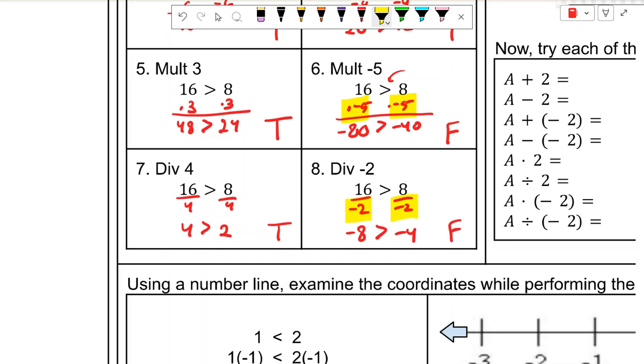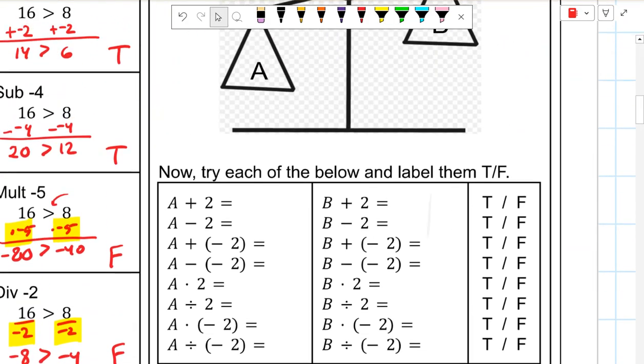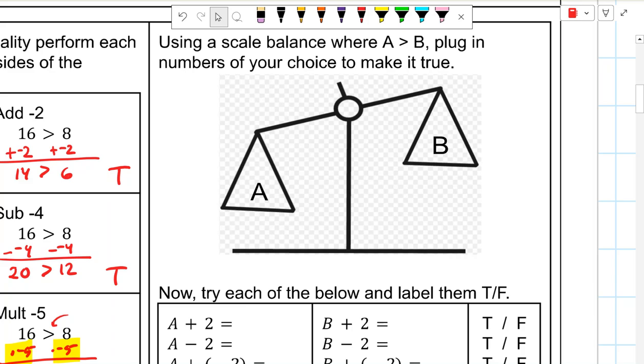Now let's take a look at the next investigation. This is a scale balance where A is greater than B. Plug in numbers of your choice to make it true. Now I'm going to offer to you that we're just going to use 3 and 2 because we want to keep our numbers simple. 3 is definitely larger than 2.